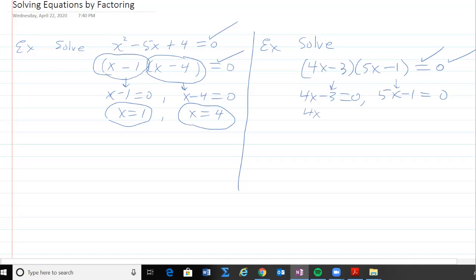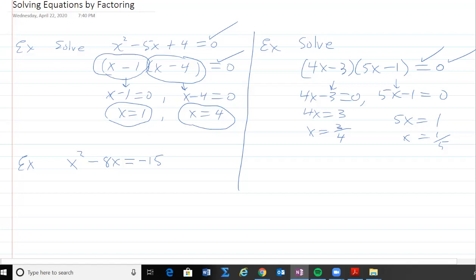So this is 4x equals 3, and x would be 3/4. This one was 5x is 1, and x would be 1/5. So those are your two solutions. Now let's try another one. Let's try x squared minus 8x equals -15.